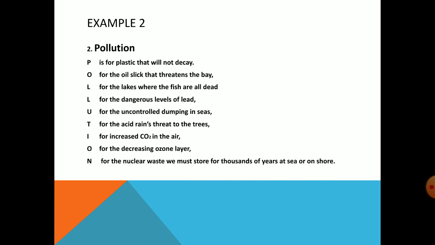Then the next one is pollution. If your word is pollution, how will you write an acrostic poem from those letters? Look at this and read it clearly, then you will understand what these letters are saying to you. So these are the two examples. I hope you have understood.